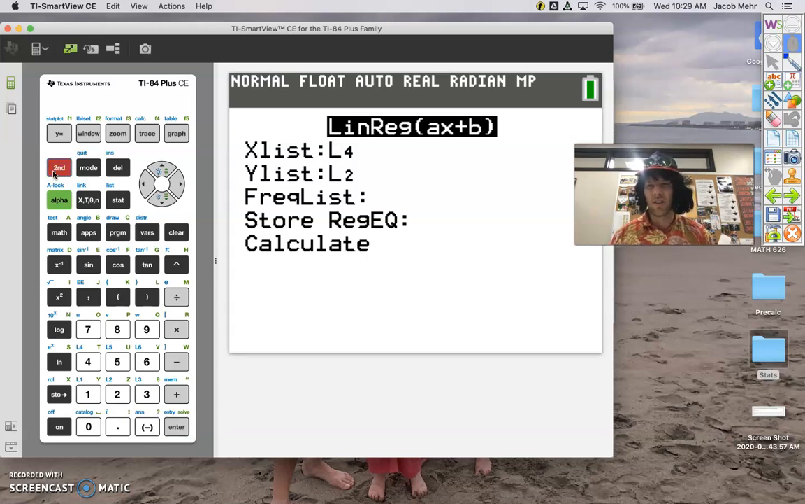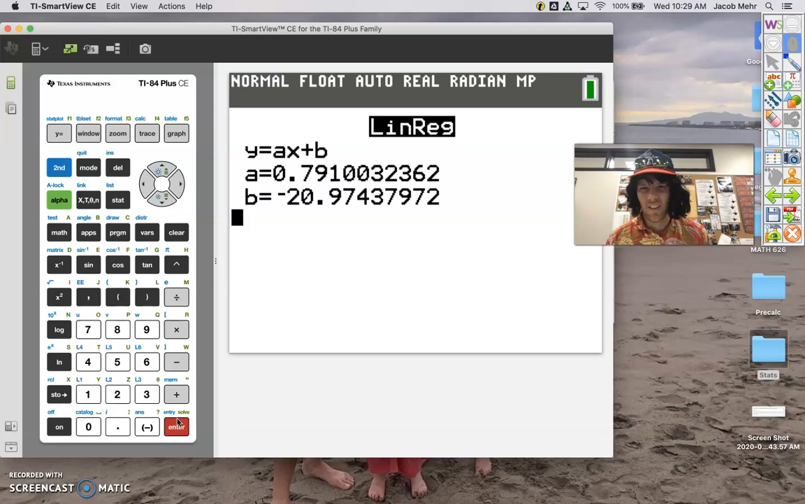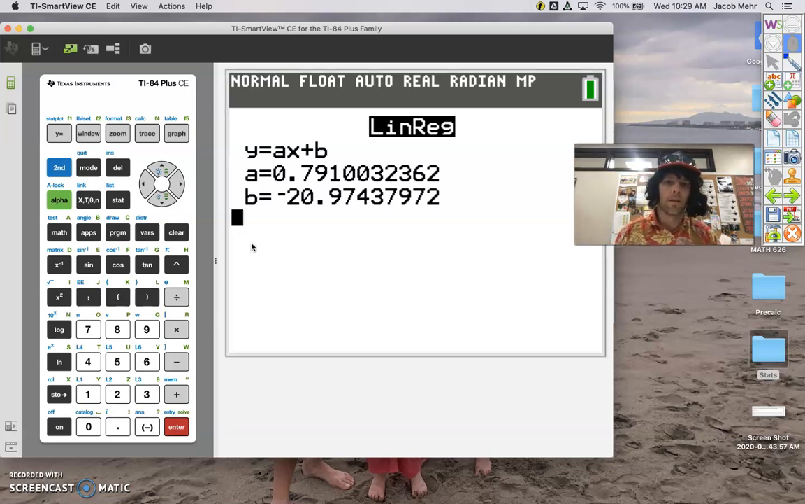Our X's are in list 1. Our Y's are in list 2. There's no frequency list. We don't have to store that regression equation right now. We're going to talk about that in another lesson. Let's hit enter. Notice it gives me the equation of a line. However, my calculator should give me the correlation coefficient.